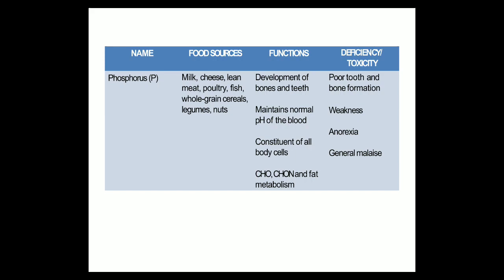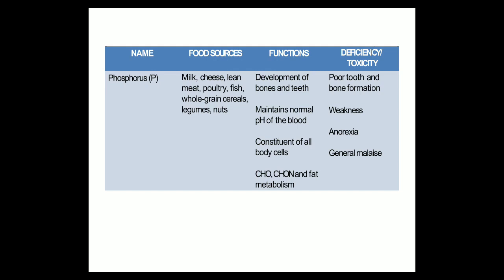Next mineral, phosphorus, abbreviated as P. Now let's see the food sources from which we can obtain phosphorus. The food sources are milk, cheese, lean meat, poultry, fish, whole grain cereals, legumes, and nuts. Let's see functions. Development of bones and teeth. Another one, maintaining the normal pH of the blood. Third one, constituent of all the body cells, and also involved in CHO, CHON, and fat metabolism.